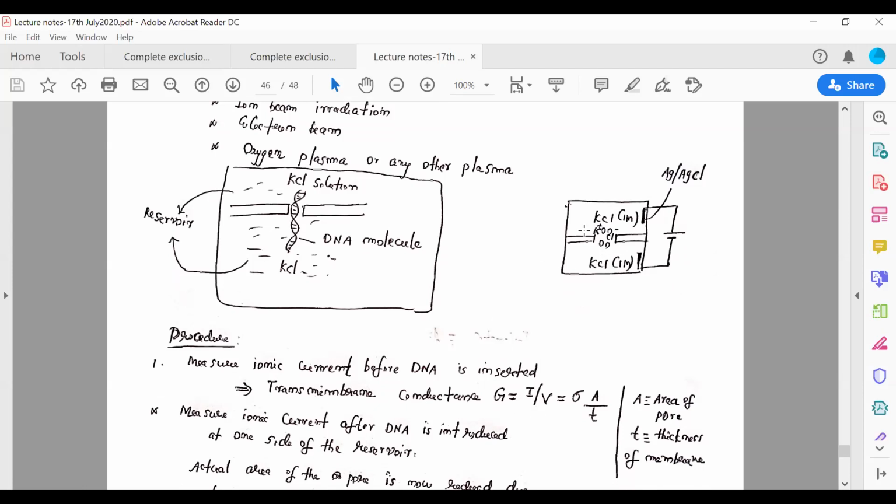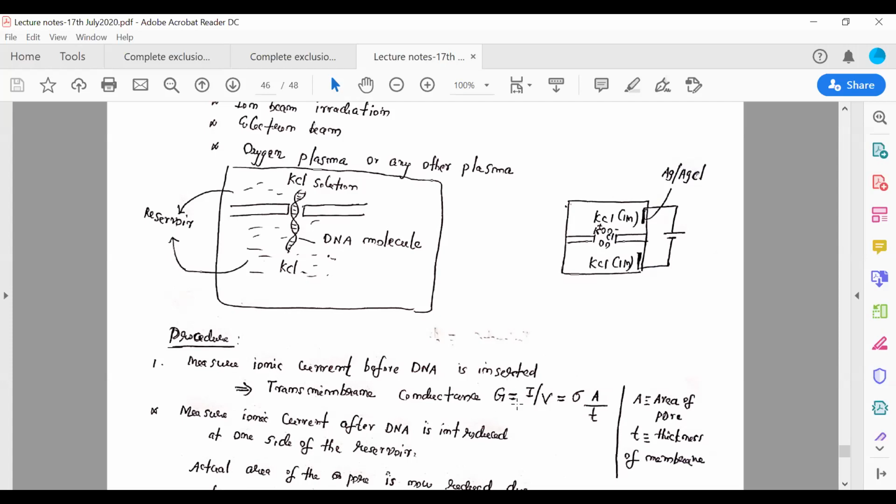Before putting a DNA, we can measure the ionic current. We know what is the conductance of this pore. So G is I by V. This is also given by the conductivity into area divided by thickness. So the smaller the thickness, the larger your conductance. That is why thin membranes are interesting, because that can give you very large conductance.